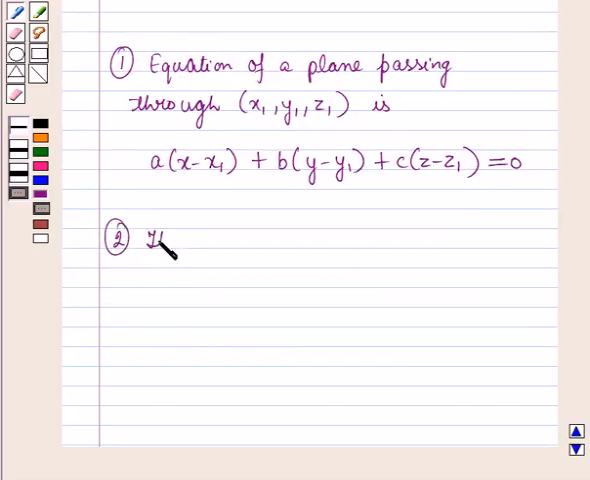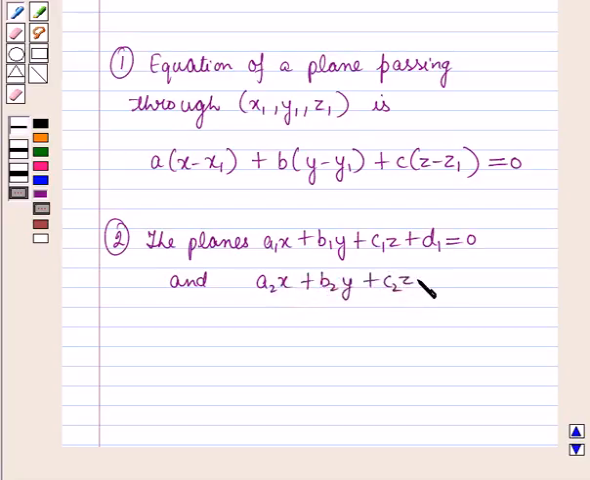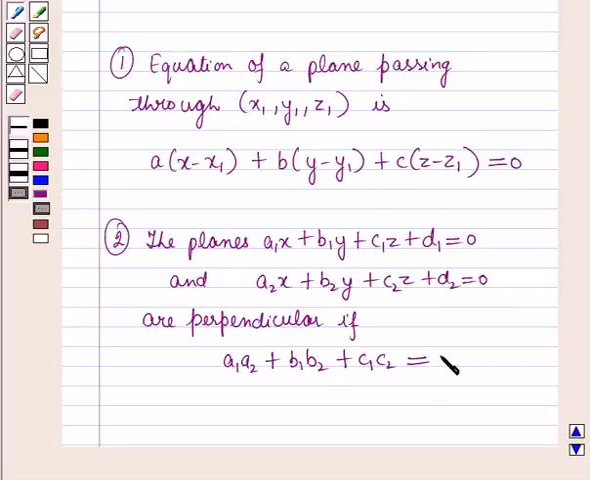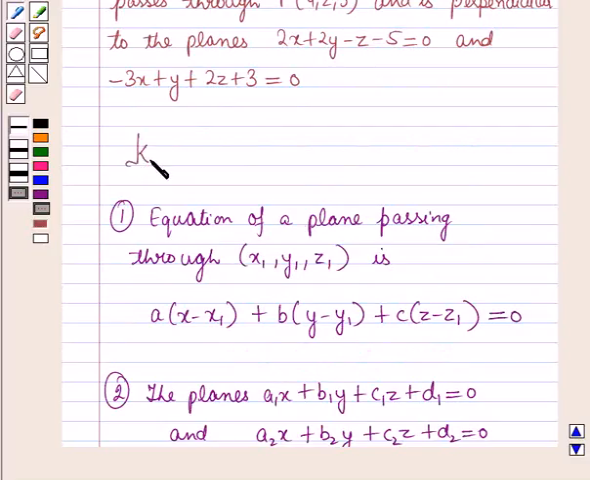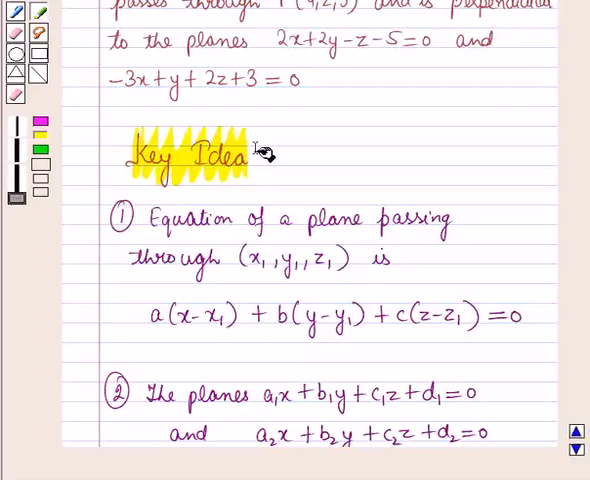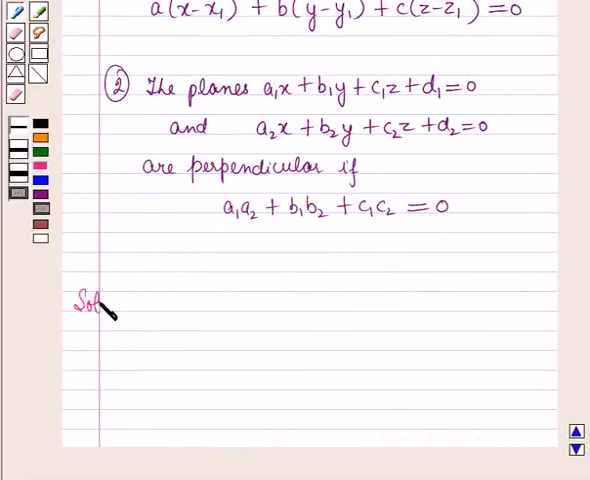And second is the planes a1x plus b1y plus c1z plus d1 is equal to 0 and a2x plus b2y plus c2z plus d2 is equal to 0 are perpendicular if a1 into a2 plus b1 into b2 plus c1 into c2 is equal to 0. Now these results will work out as a key idea for solving out this question. And now we will start with the solution.